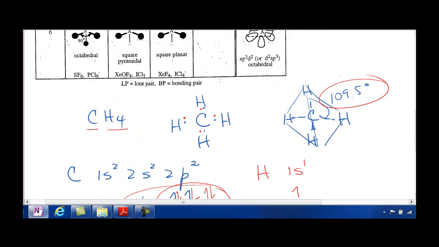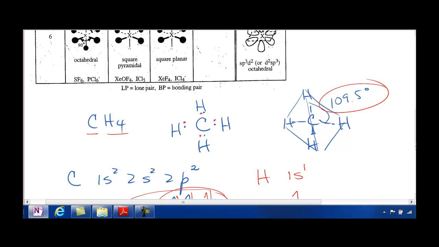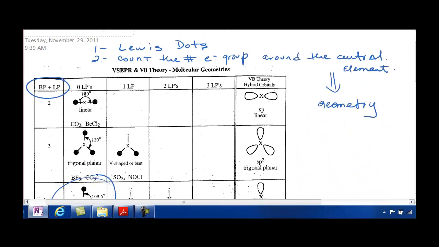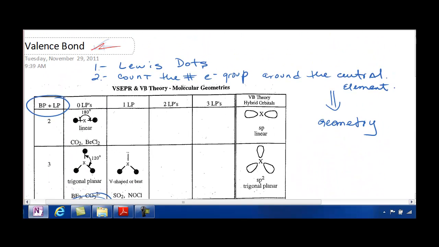Not 90 degrees. So when we stop and think about valence shell electron pair repulsion, there are holes in there. Actually, there's a piece of Swiss cheese. That's how many holes there are. This theory doesn't take you where you really need to go. So we are now going to consider another theory, valence bond.